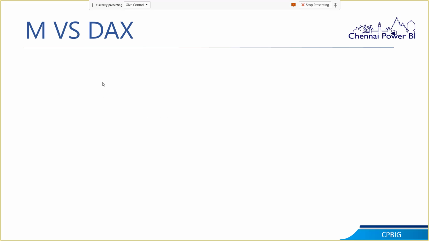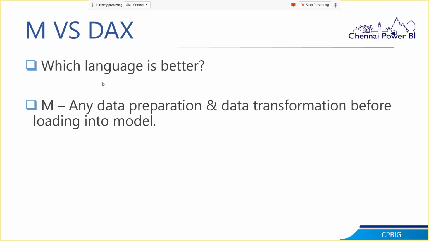Okay, we talked about the M and DAX languages. Let us try to understand which language is better. When you raise this question, I'll say it depends. We can't compare M and DAX because they have their own space to run their queries. M is specialized for data preparation and data transformation scripts. DAX is for providing solutions to analytical problems or business logics. So each has a separate space to play in.